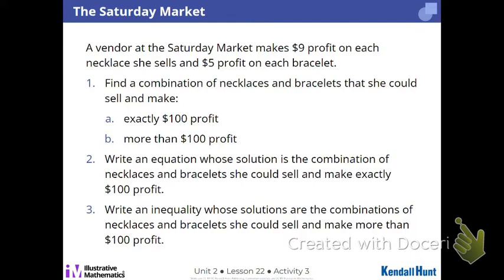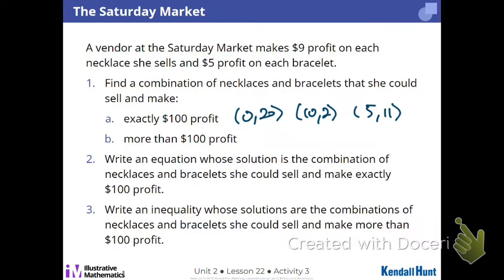So, exactly $100. Who's got an ordered pair for me? Micah. Let's try 20, 0. Or 0, 20. So, if you're only going to sell bracelets, if you sold 20 bracelets, you meet your profit. What's another one, Nancy? 10 and 2. So $90 profit from necklaces, $10 profit from bracelets. There's one more that works nice. 5 and 11. Yeah.